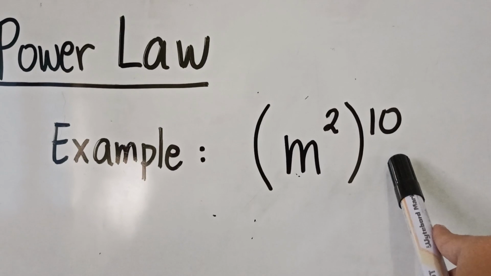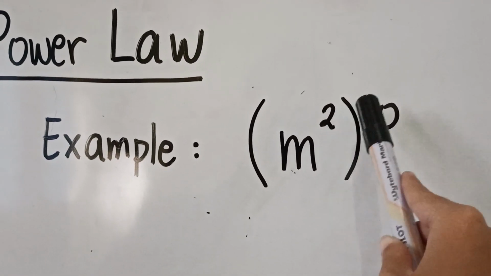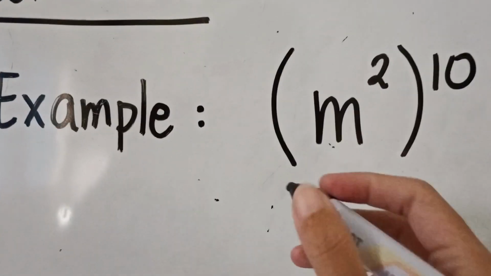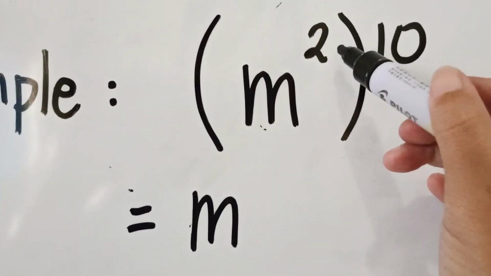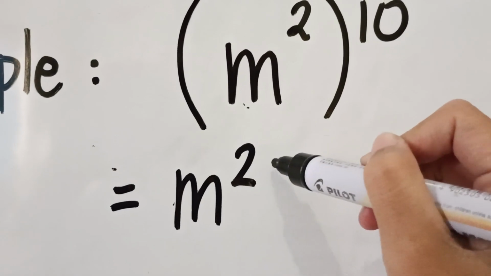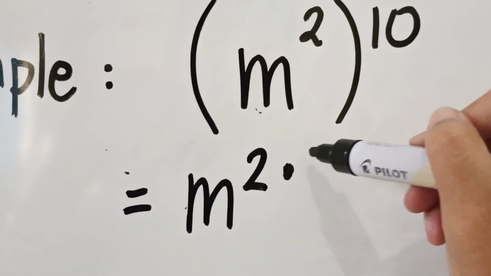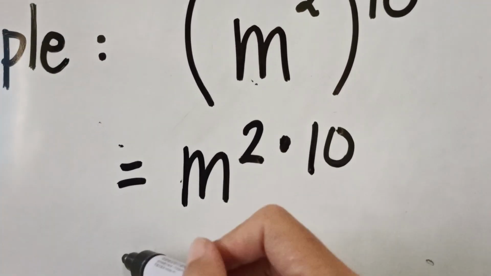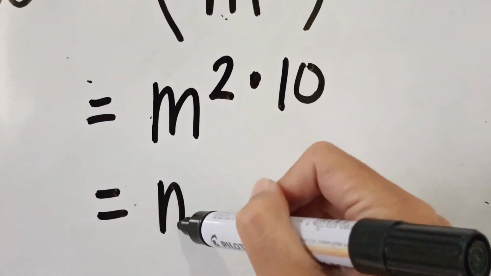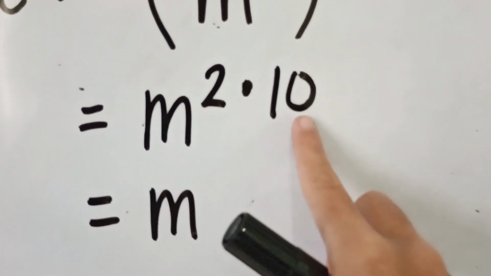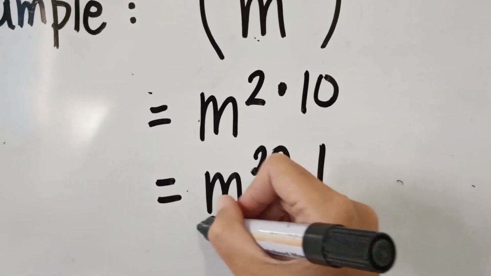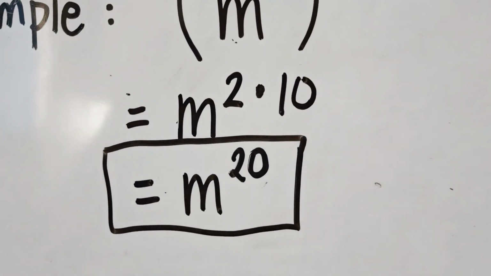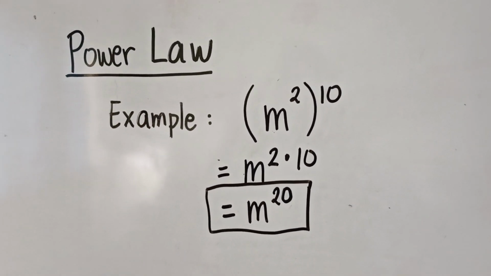Another example that we have here is the quantity m squared all raised to the power of 10. First we copy m, then copy the exponent 2 times the external exponent, which is 10. Now, again, copy the variable and then multiply 2 times 10, which will give us 20. That's how we get the answer m raised to the power of 20.